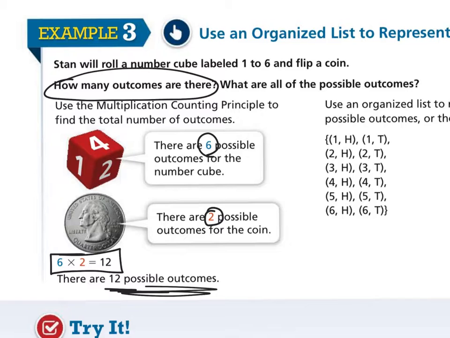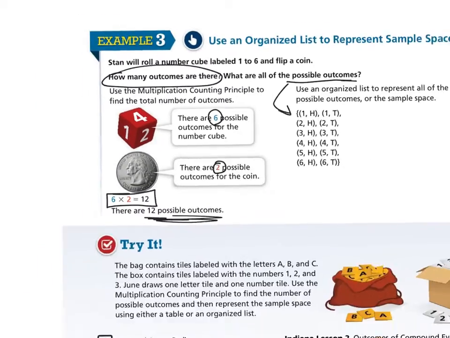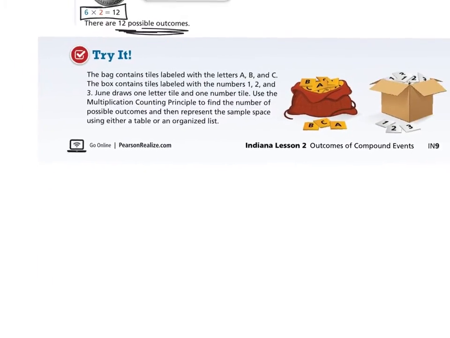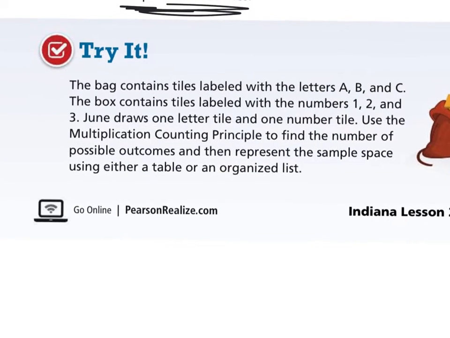Even though it asked me to list them all, it's still not a bad idea to do that, just to remind ourselves how many options we should have, to make sure we wrote them all out. Once they did that, they listed out their possible outcomes over here: 1 and heads, 1 and tails, 2 and heads, 2 and tails, and so on. Again, double check yourself that you got 12 different options listed. So if we look at the try it, a bag contains tiles labeled with the letters A, B, and C.